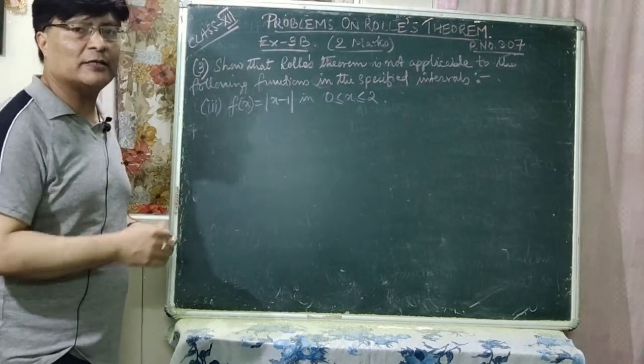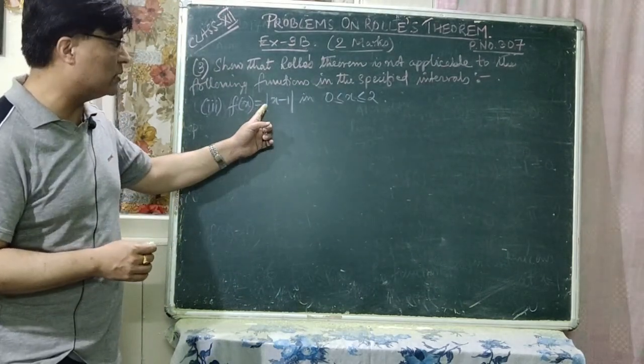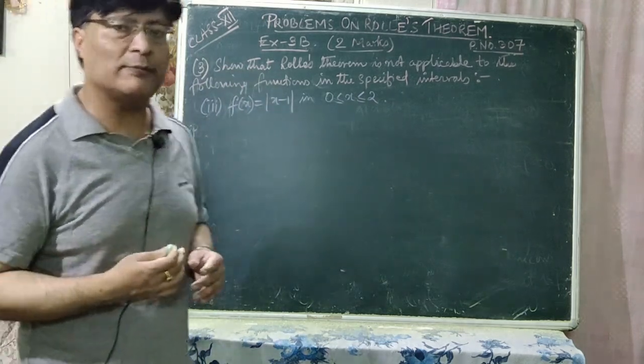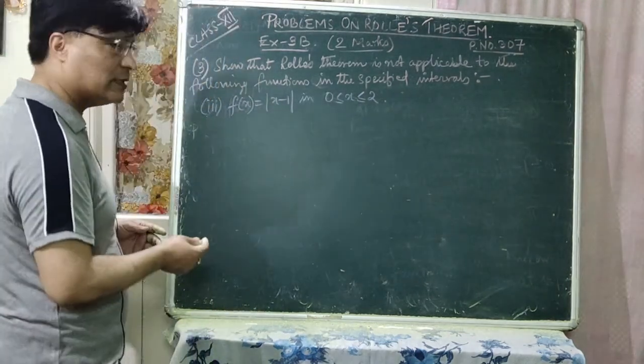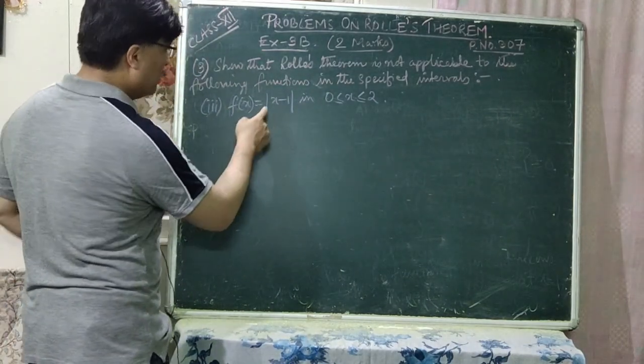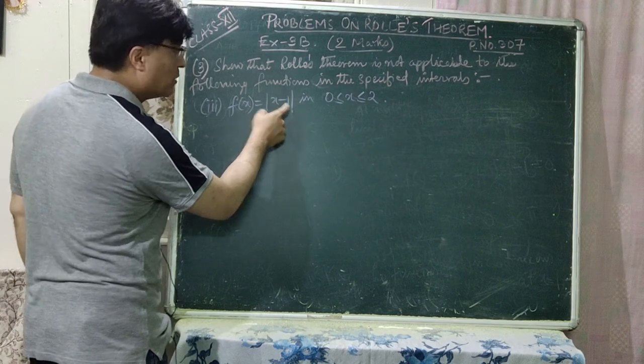So let us simplify this modulus sign first. You know that this is the modulus sign. So we have to simplify it. So how will you simplify it? So how can we simplify it? When you put x is equal to 1, it becomes 0.